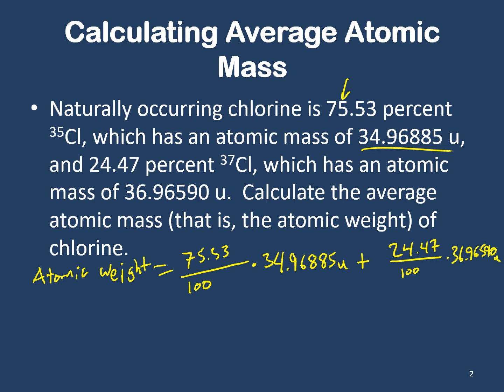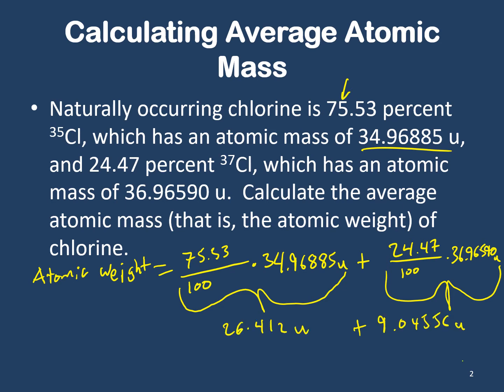Now, if we're doing this calculation, we can just plug this into our calculator and enter. However, we'll lose information about how to determine the correct number of significant figures. So let's break these down into two parts, right? I'm going to calculate these values here and these values here to get what they multiply out to, and then we'll add those two values together. And this way we can see what our sig figs are going to be. Okay, so after calculating these, we can see that our first number is 26.412 atomic mass units.